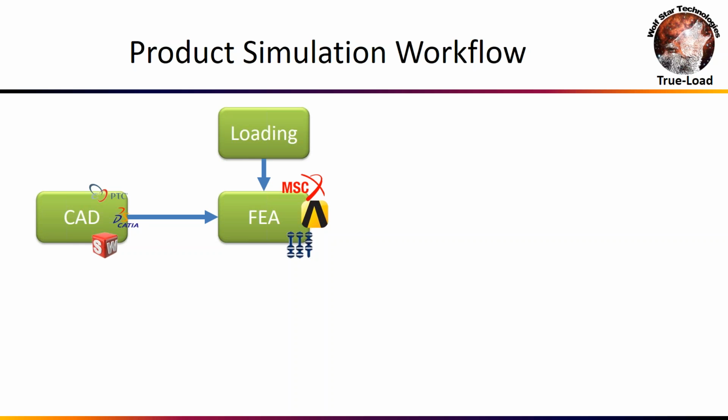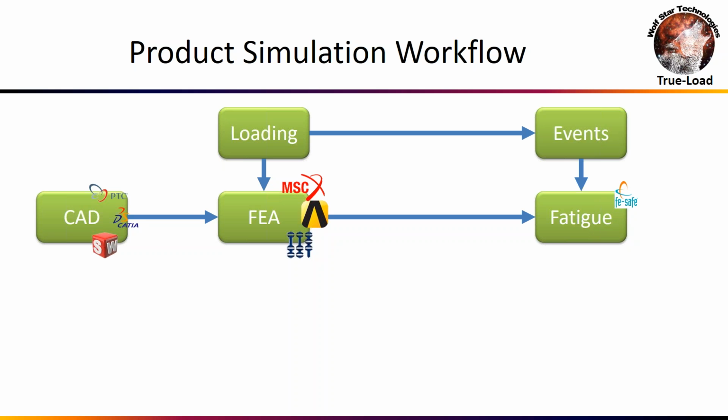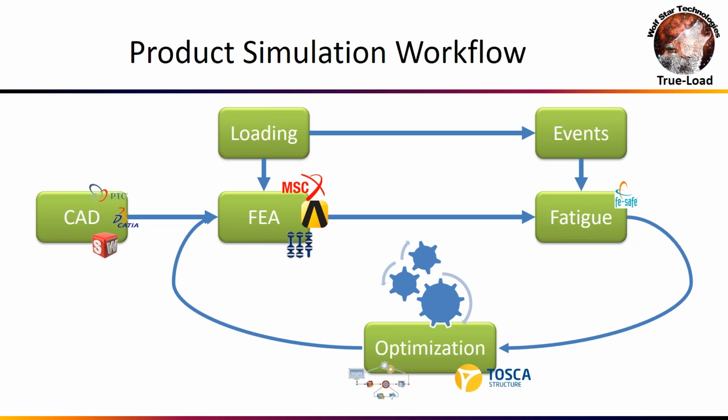And then once you've got these initial FEA results, you will often want to go into fatigue and use tools like FE-SAFE or other fatigue codes out there to do the fatigue calculations. But in order to do those fatigue calculations, you've got to come up with a duty cycle and create these events. So these are things that you typically make up on your own. And then once you've done that, now you can go into the optimization loop and do design and optimization to improve your design. This is a pretty standard product simulation workflow out there.